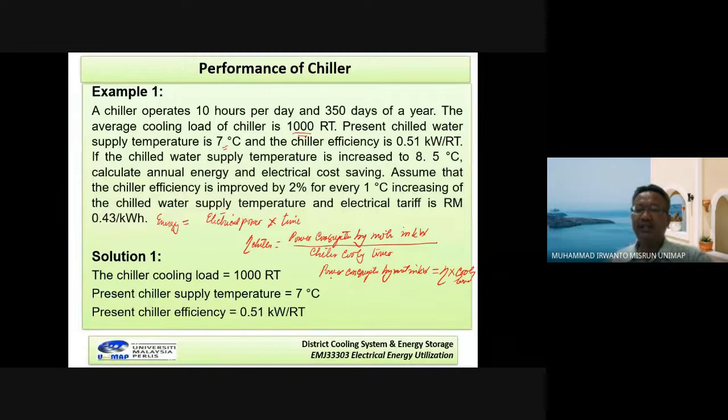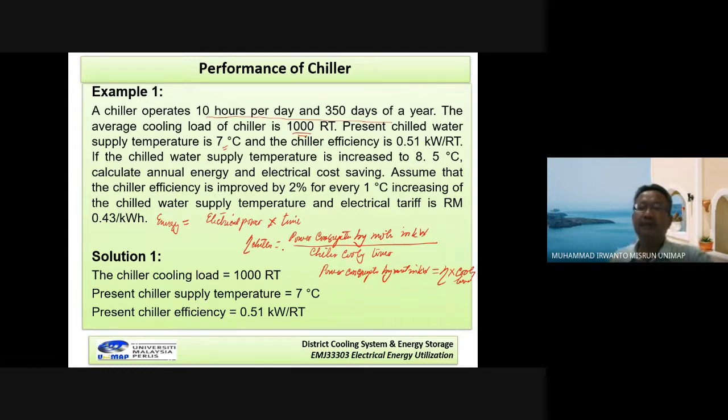After obtaining this, we can calculate the energy: power consumption multiplied by the time. The time is here, because the question is annual energy. Please understand this.